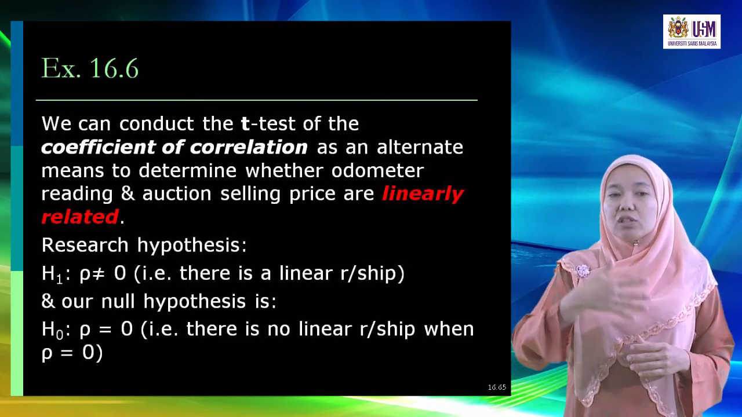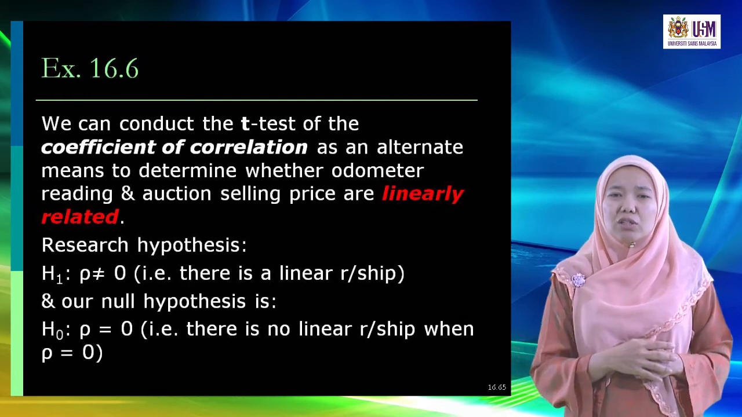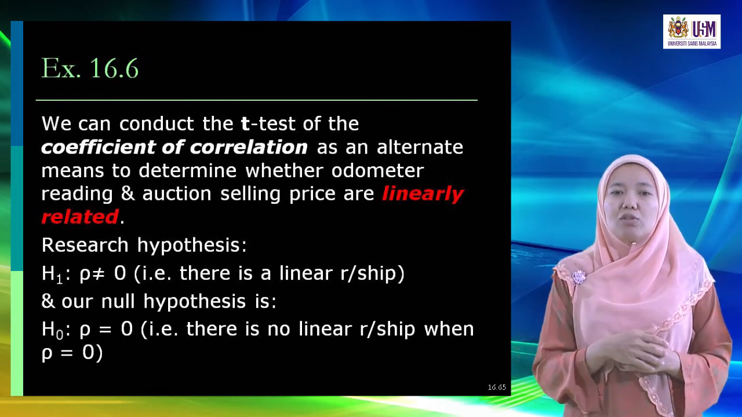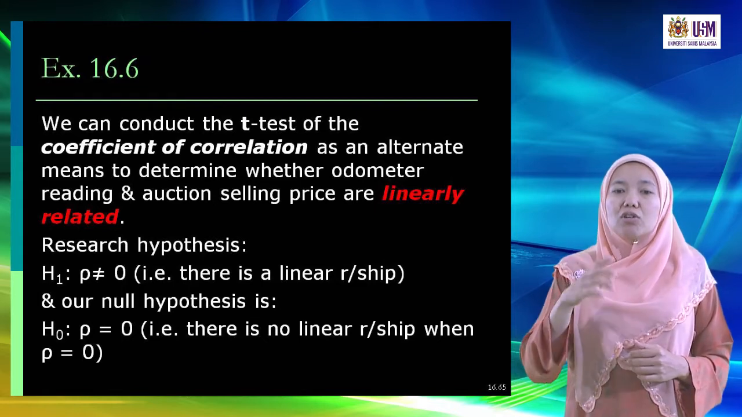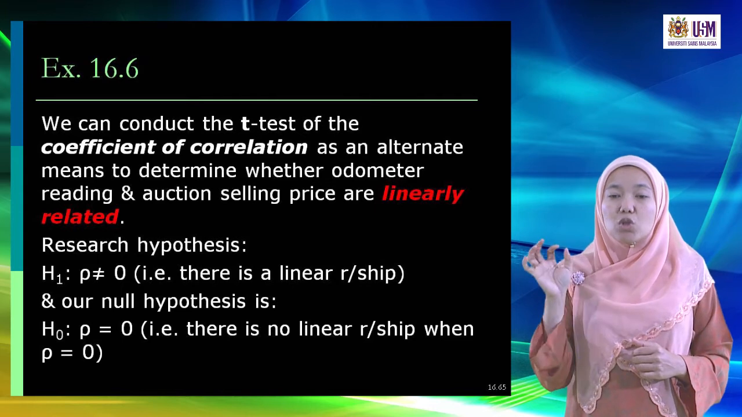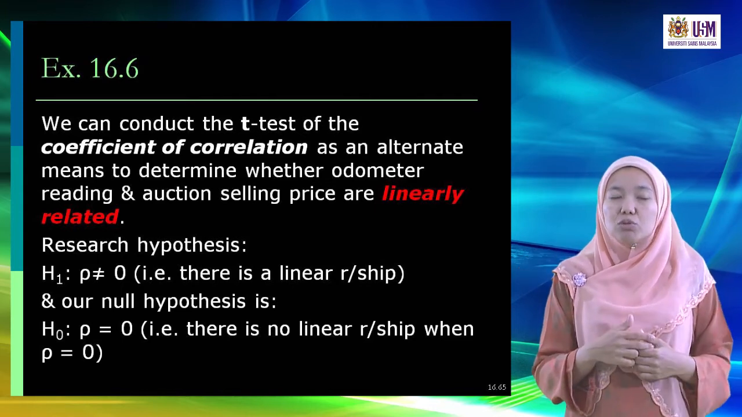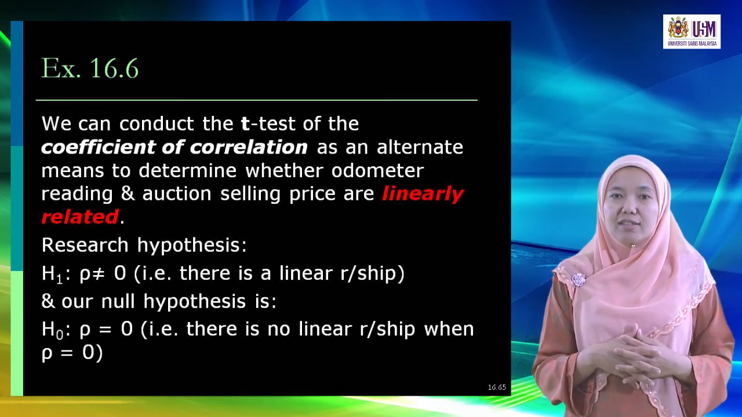The difference between the two statements, rho equals 0 and rho does not equal 0, is just the word no. Rho does not equal 0, there is a linear relationship. Rho equals 0, there is no linear relationship. I hope you can clarify between the two hypotheses.